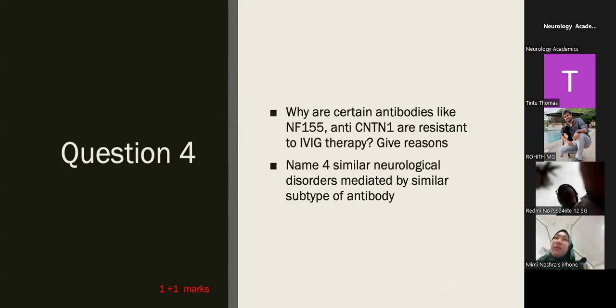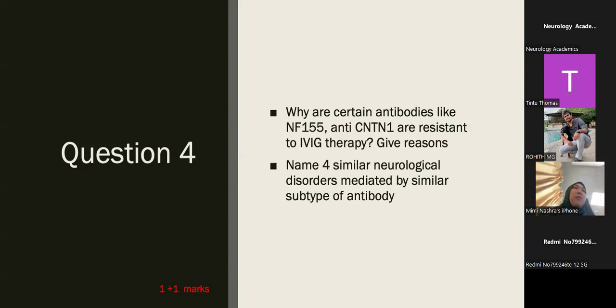Coming to question number 4. Why are certain antibodies like NF155 and anti-contactin 1 resistant to IVIG therapy? Give reasons. Name 4 similar neurological disorders mediated by a similar subtype of antibody.